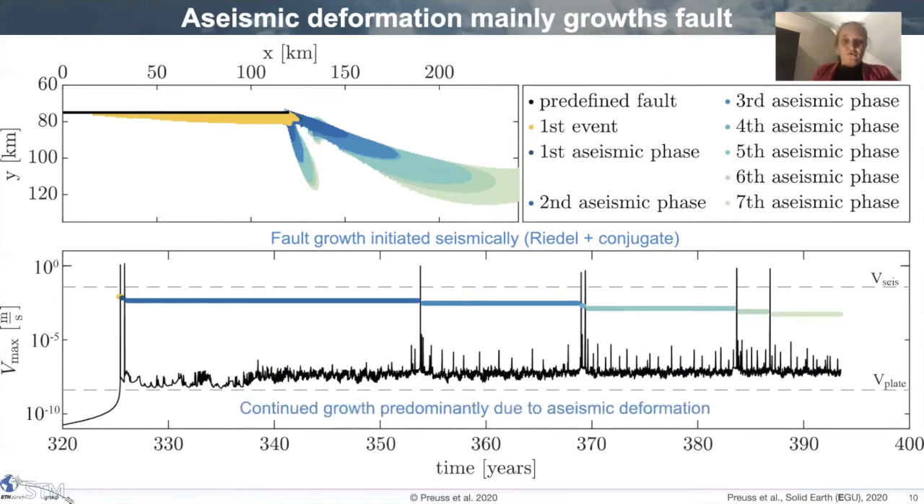If you look at what was growing during dynamic events, that is represented by these pink dots, which is much smaller components of fault growth. It was largely due to aseismic deformation, at least in all of the models, up to more than 1,000 models that we tested.